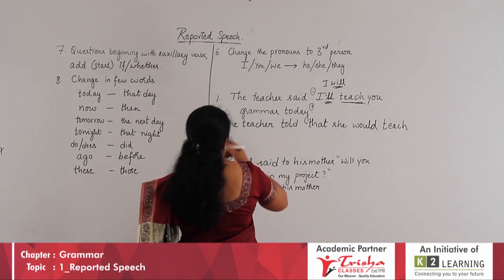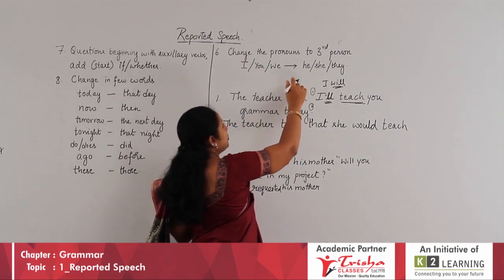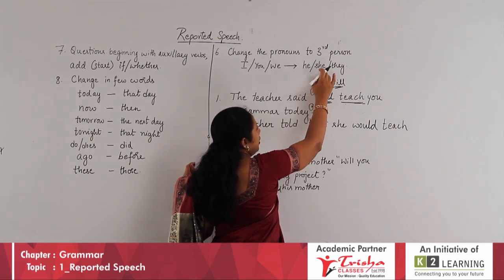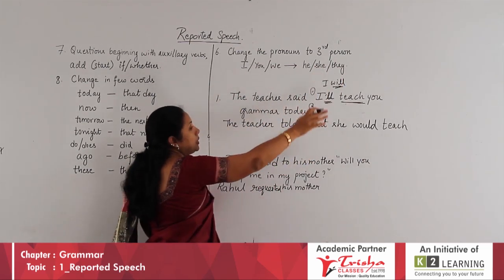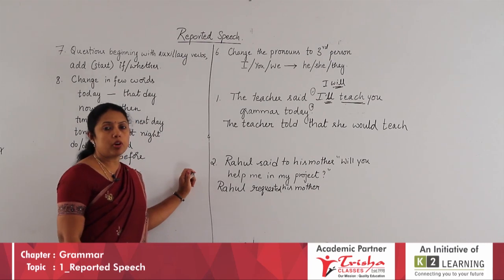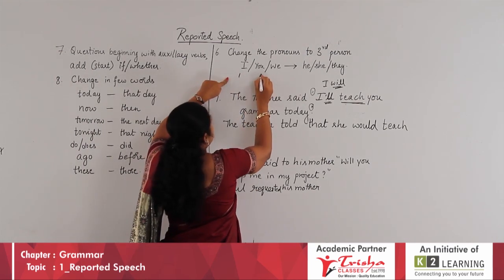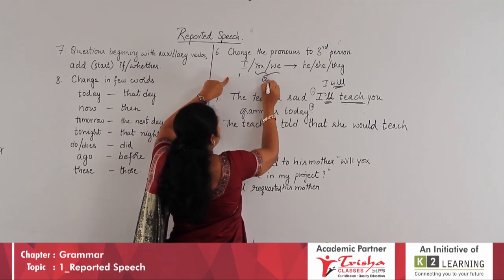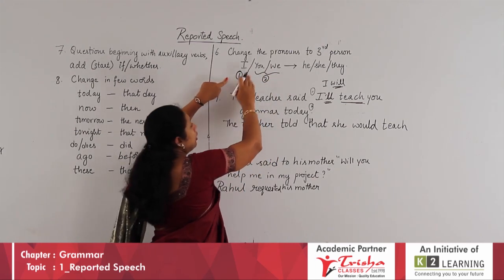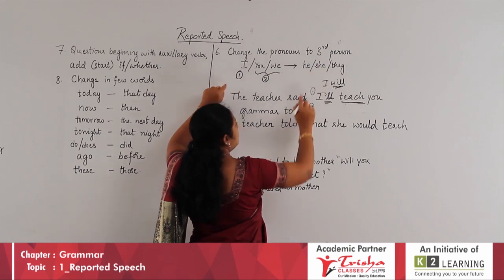So this one, the third person category means it could be he or she or they. Okay, the third person category pronouns are these. So the first and the second person pronouns will always change into the third person category.